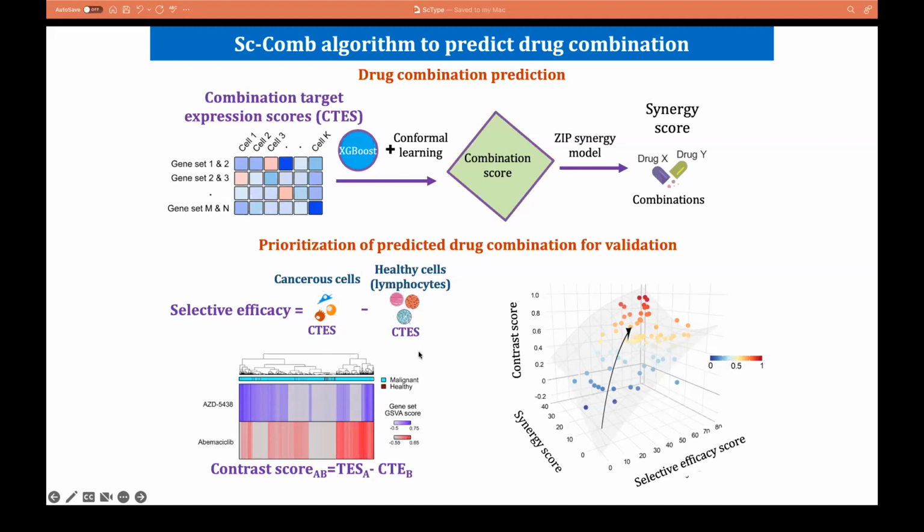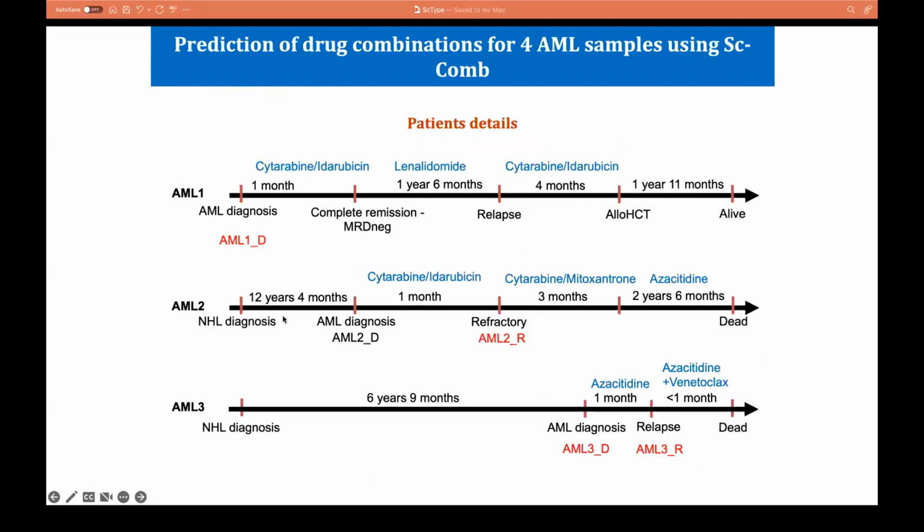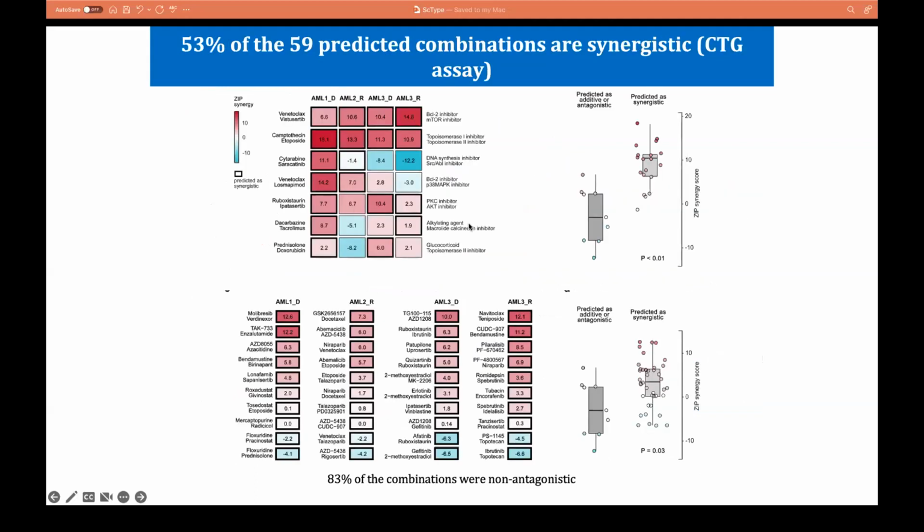So based upon that, we selected the drug, and then we tested in 4 samples from 3 patients. The ones highlighted here are AMLD1, AMLD2R, and then 2 samples from patient 3. We tested it in the same cell inhibition assay that was used to measure the single drug response, and we are able to correctly predict synergistic drug combinations 53% of the time.